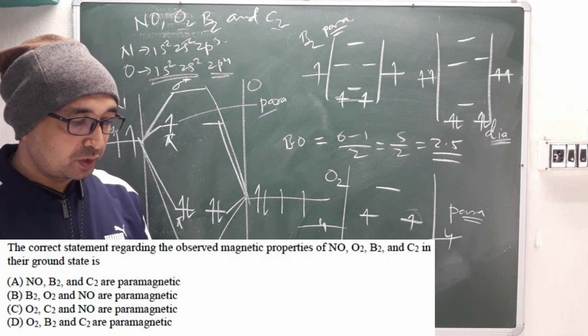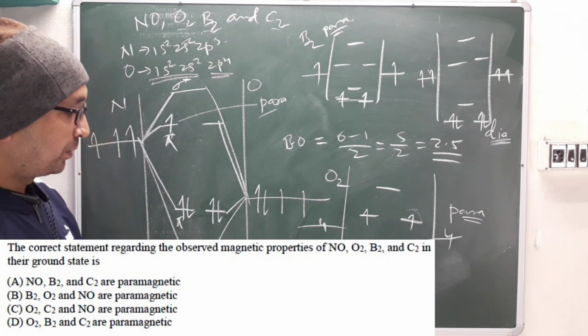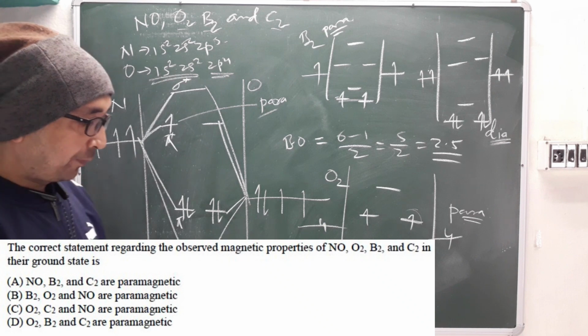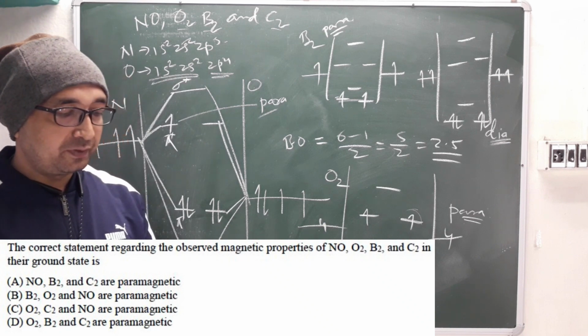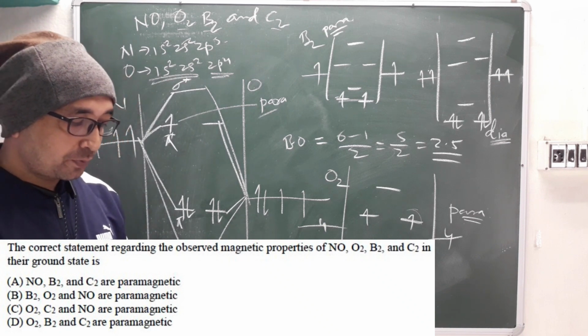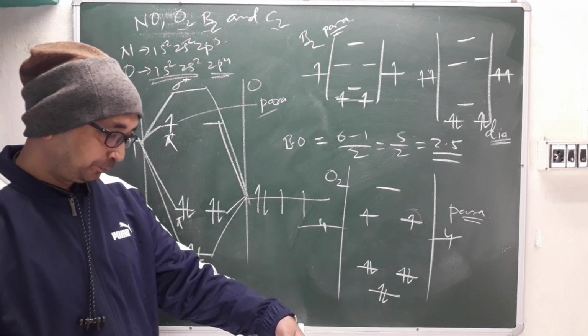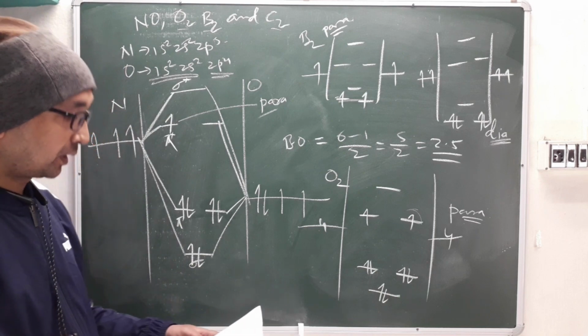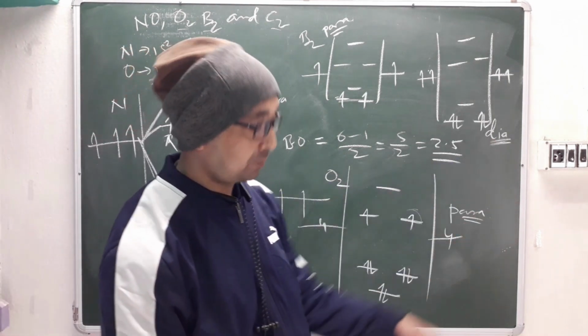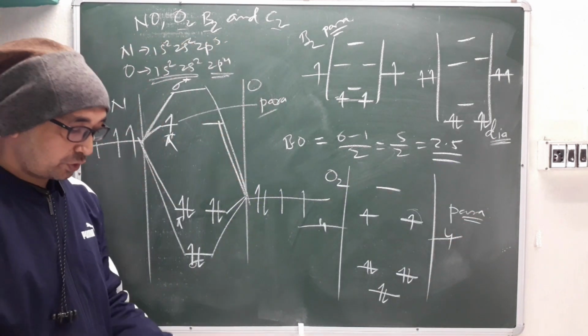Okay, NO, B2 and O2 are paramagnetic. Correct. Option B will be the correct option for you. So option B is the correct option. This carbon will be diamagnetic. Next question, what have they asked?